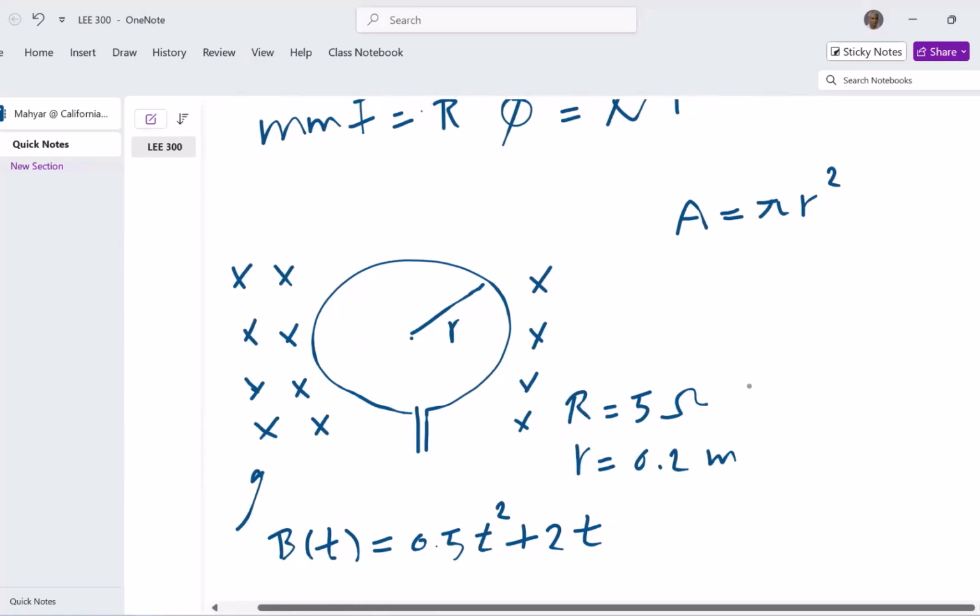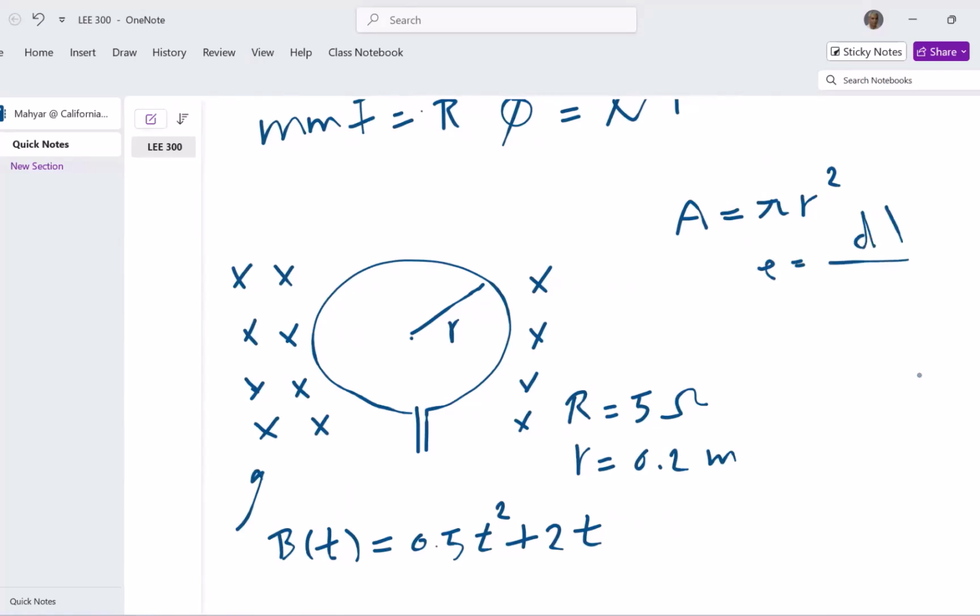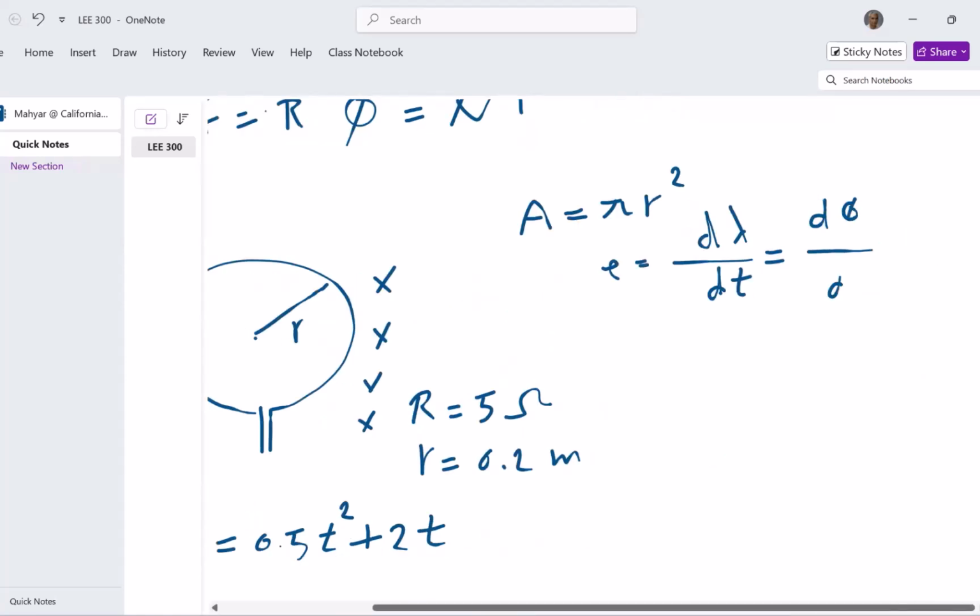We know that based on the Faraday's law, E would be d lambda over dt, right? D lambda over dt. Lambda is the flux linkage. And in this case, flux linkage would be the same as the flux because there's just one loop. So that would be d phi over dt. But what is phi? Phi in this case is B times A, right?